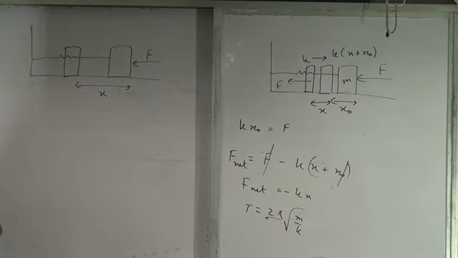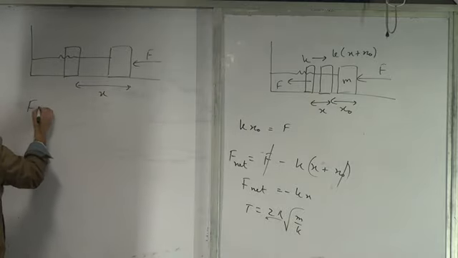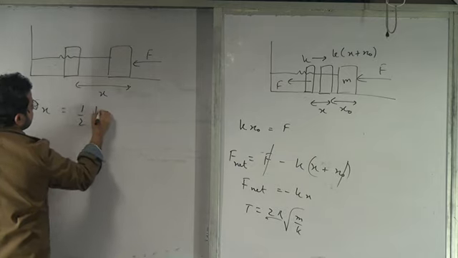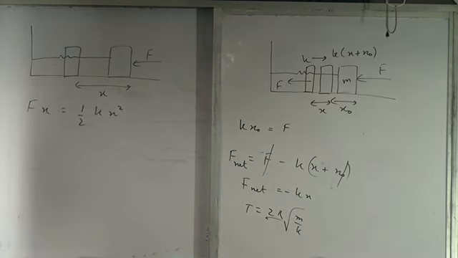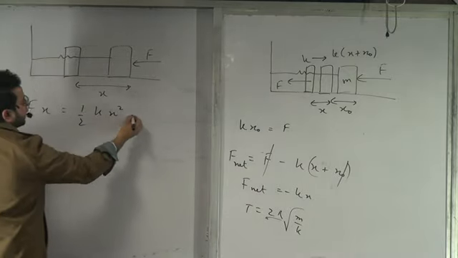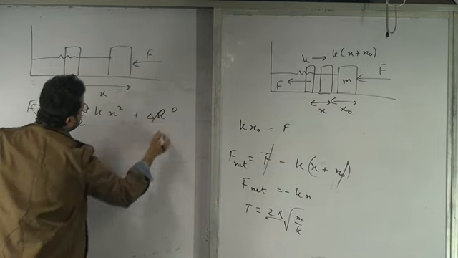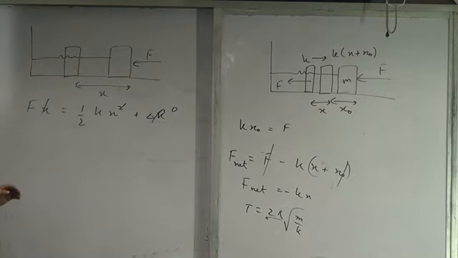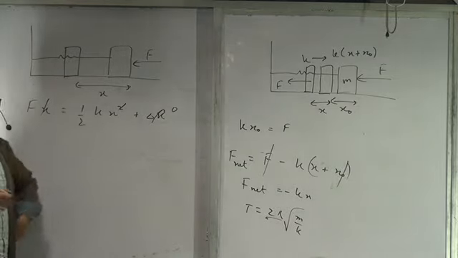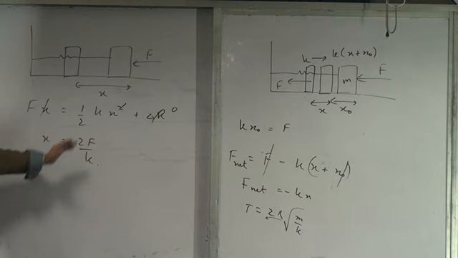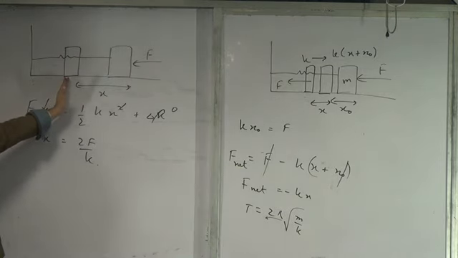Now what we can do is apply the work energy theorem. So work done by the external force, what is it? Fx. This should be equal to the change in potential energy, which is half kx square. What is the change in kinetic energy? 0. It was at rest over here, it is at rest over here. Since x cannot be 0, I can cancel out x, and so x will come out to be 2F by k. So this will stop after traveling a distance 2F by k.